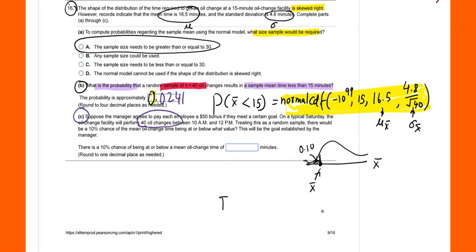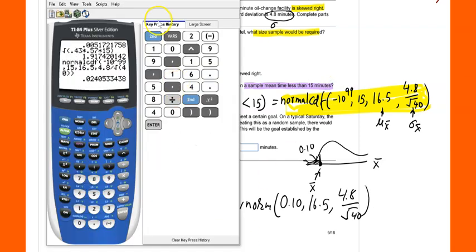Here I'm using invNorm, and use the left area. Of course, this is the left area, 0.10. The mean we're using is 16.5, and the standard deviation is not the population standard deviation, but the standard deviation of the sampling distribution, which is 4.8 divided by the square root of 40. Let me put that in the calculator and find the mean time.